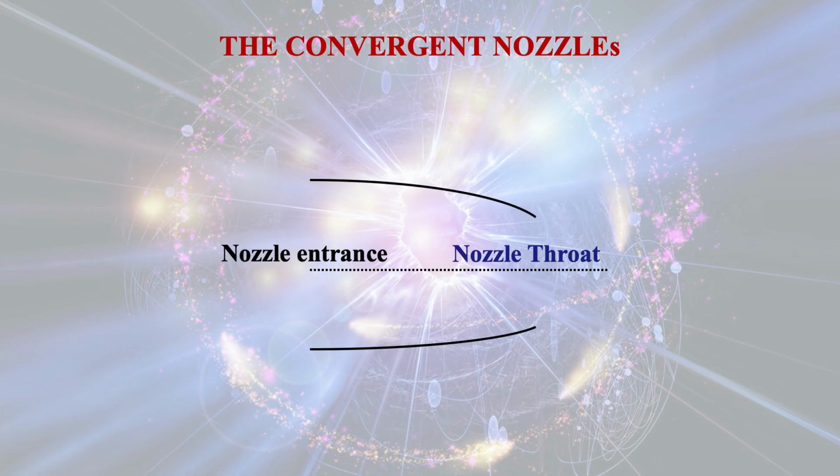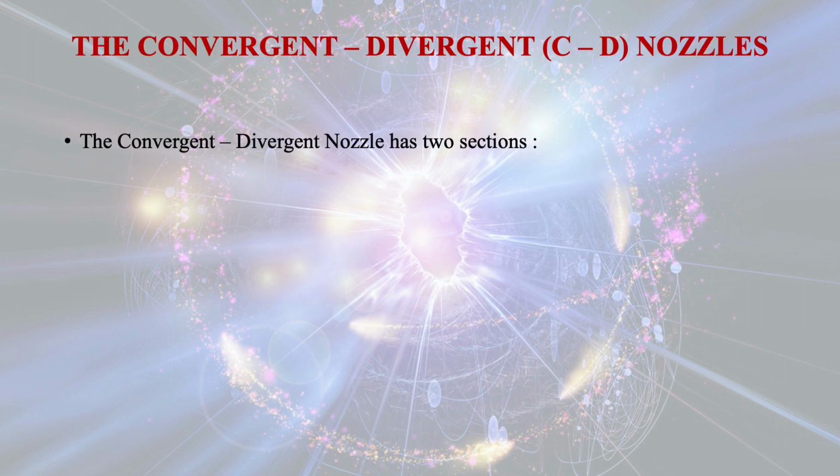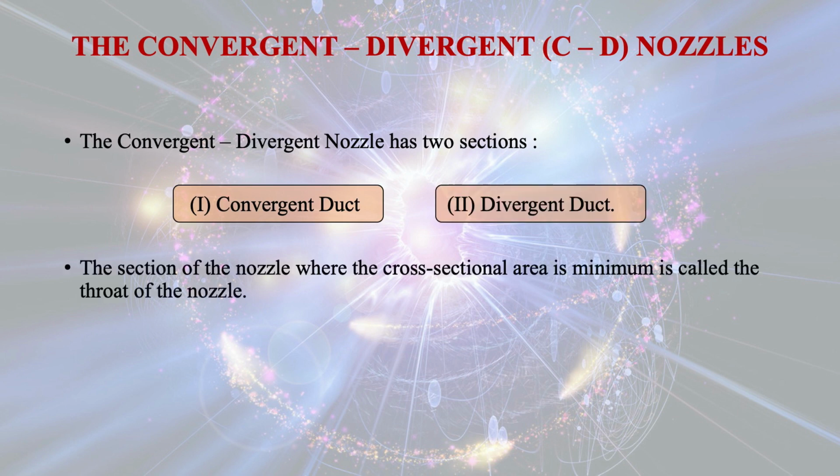You see that there is a nozzle entrance and a nozzle throat. The flow will take place from the left side. It will proceed towards the nozzle and leaves from the throat for the convergent nozzle. The convergent divergent nozzle has two sections, convergent duct and divergent duct. The section of the nozzle where the cross-section area is minimum is called the throat of the nozzle.